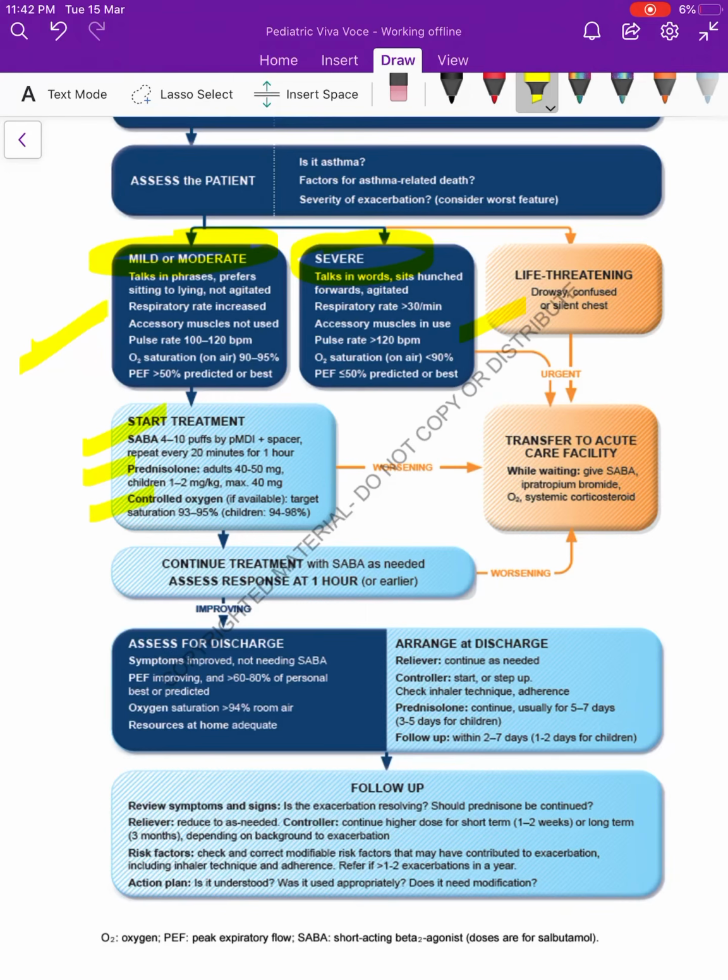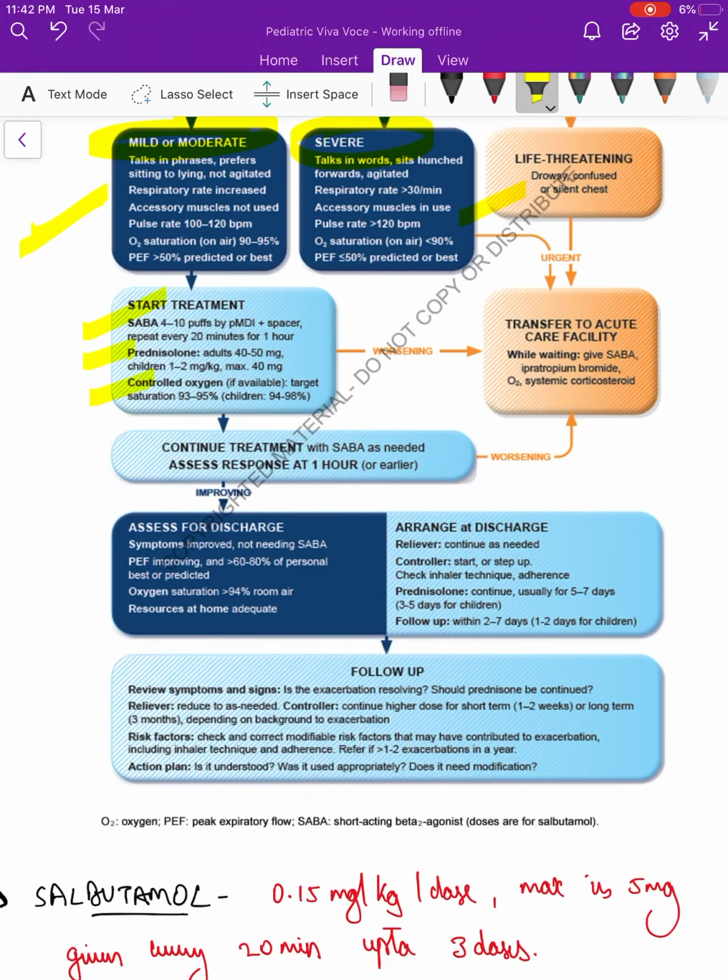After doing this, we assess the response. If the patient responds, then we discharge the patient on controller therapy. The present controller therapy of choice is low dose inhaled corticosteroids with formoterol, along with prednisolone for 5 to 7 days. In children, it is 3 to 5 days. This is for mild to moderate exacerbation.